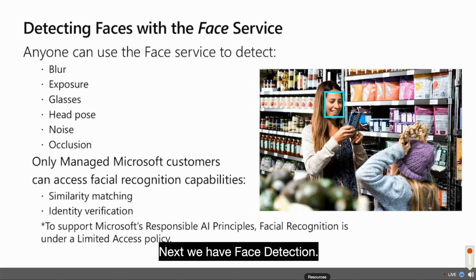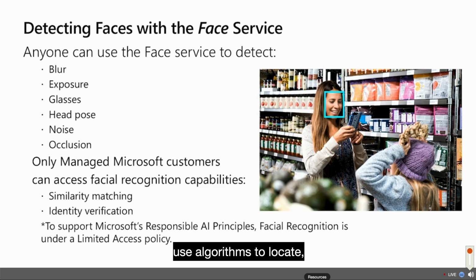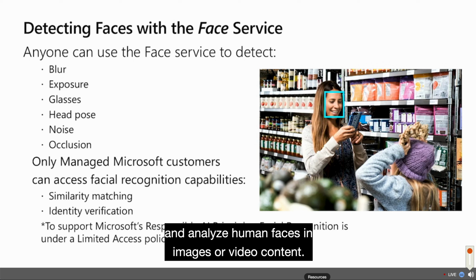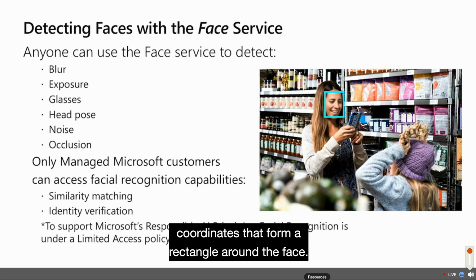Next, we have face detection. Face detection is an area of artificial intelligence in which we use algorithms to locate and analyze human faces in images or video content. Face detection involves identifying regions of an image that contain a human face, typically by returning bounding box coordinates that form a rectangle around the face.